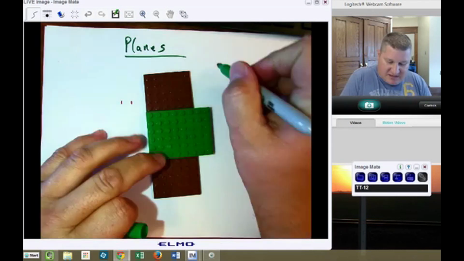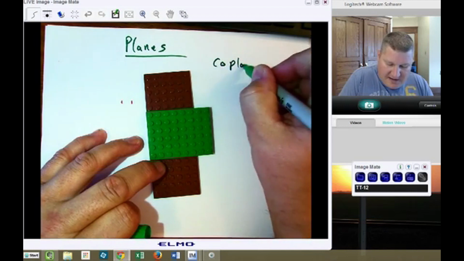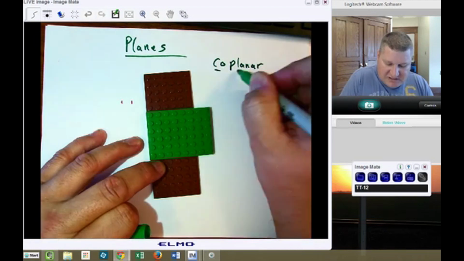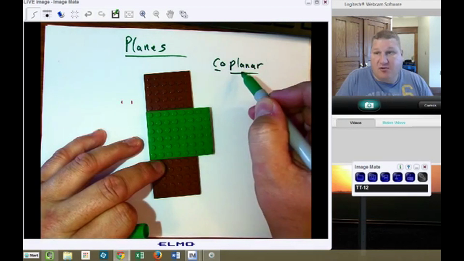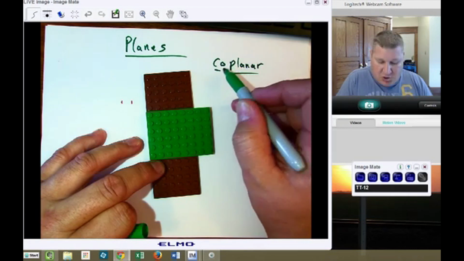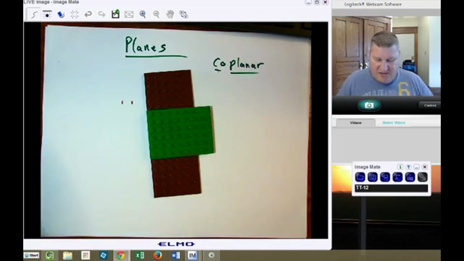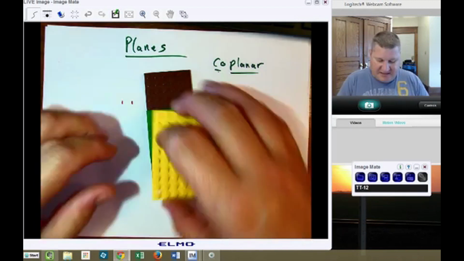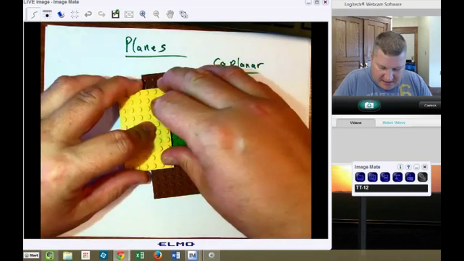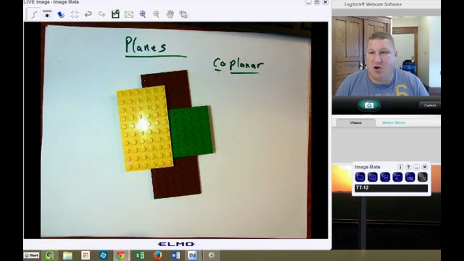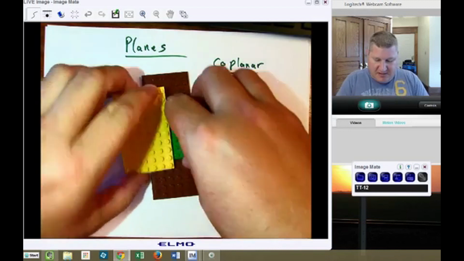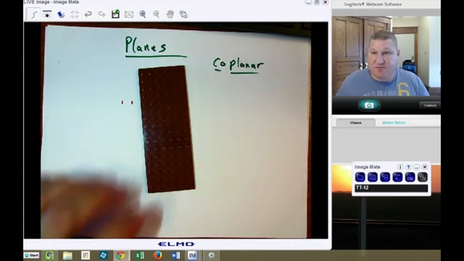So we have this idea of coplanar. Just like with collinear, collinear meant on the same line. Coplanar means on the same or with the same plane. Okay, so I have two planes on the same plane. If I take another plane and I lock it in again, that's also now coplanar because they are all on the same plane. Now, I can do it with points as well.